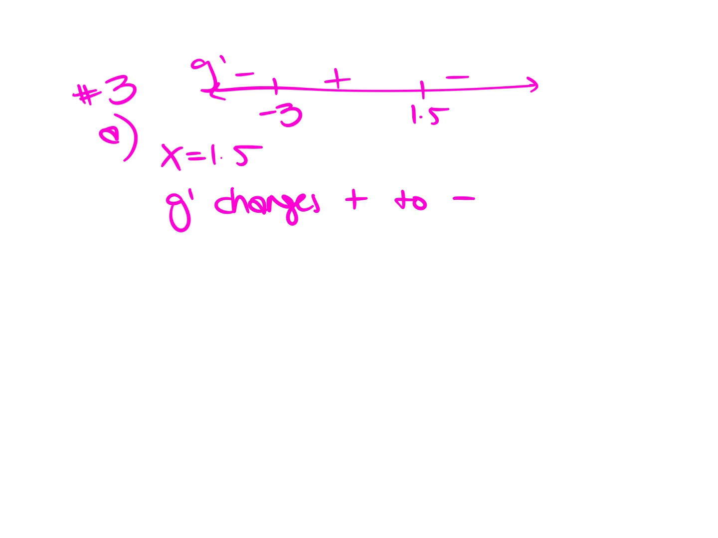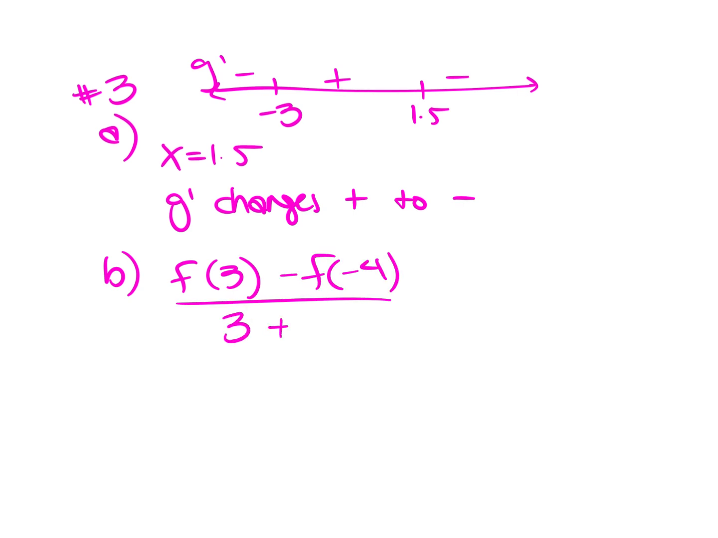That was point 1. Average rate of change setup should have looked like this, and this was referring to f of x. So we would have said f of 3 minus f of negative 4 over 3 minus negative 4, which gives me an average rate of change of negative 2 over 7.